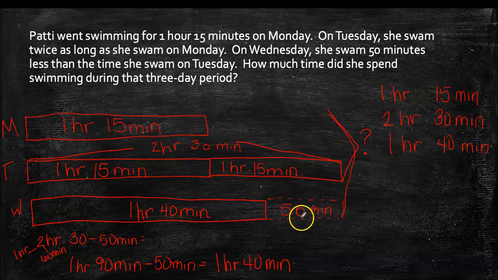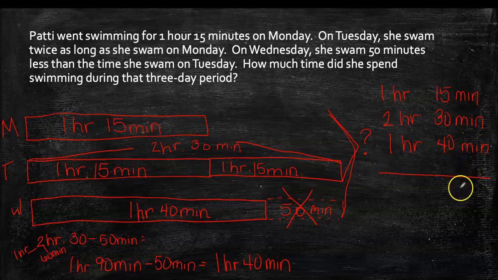Do I need to add this 50 minutes? No, we do not, because that is not what we swam. That's what we needed to use in order to figure out how much she swam on Wednesday. So these are the 3 times that we need to be able to do what? Add, subtract, multiply, or divide. Yep, we need to add those all together.